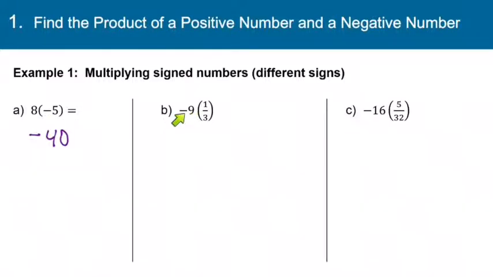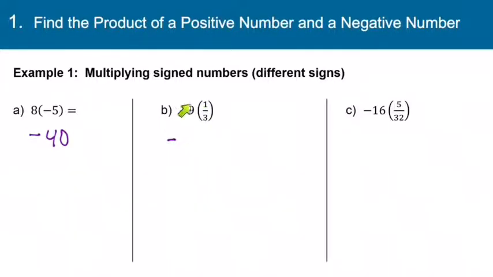Now on part B we have negative 9 times 1/3. Okay, first let's go ahead and figure out what the sign of the answer will be. This is a negative times a positive, so we know that the result will be negative. Now let's just go ahead and think about multiplying the fractions together. So remember, when we multiply fractions, we do top times top and denominator times denominator.